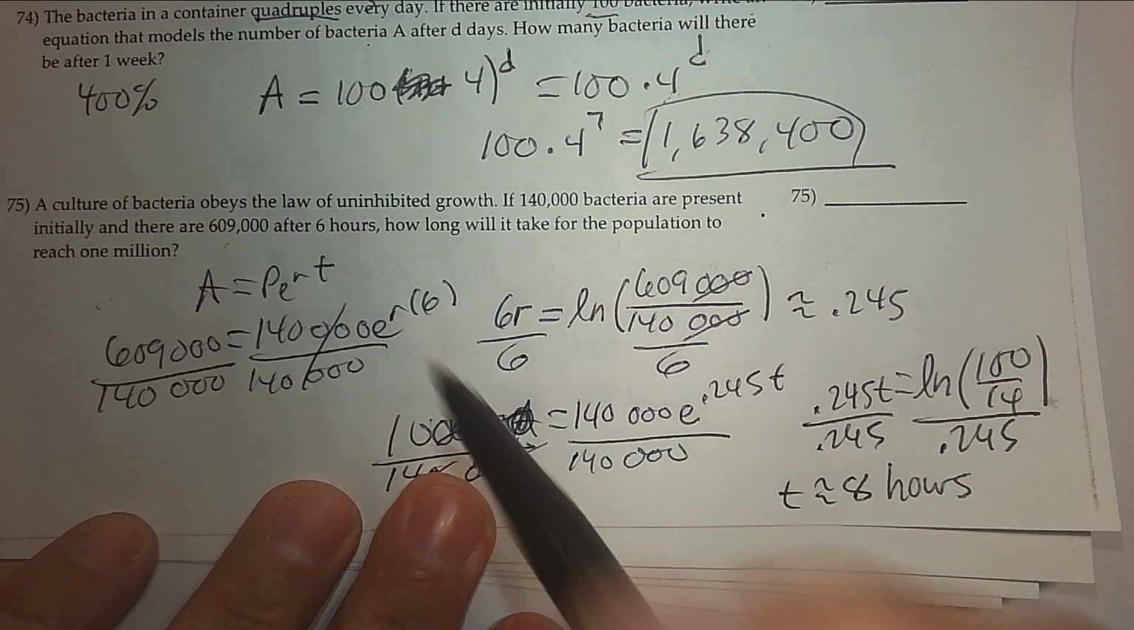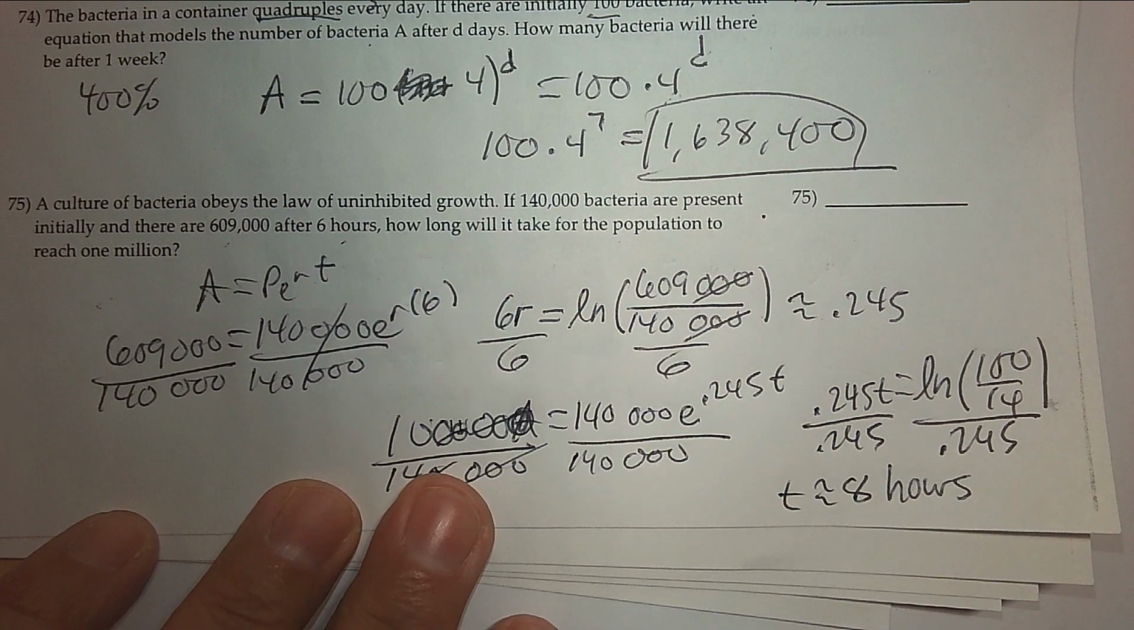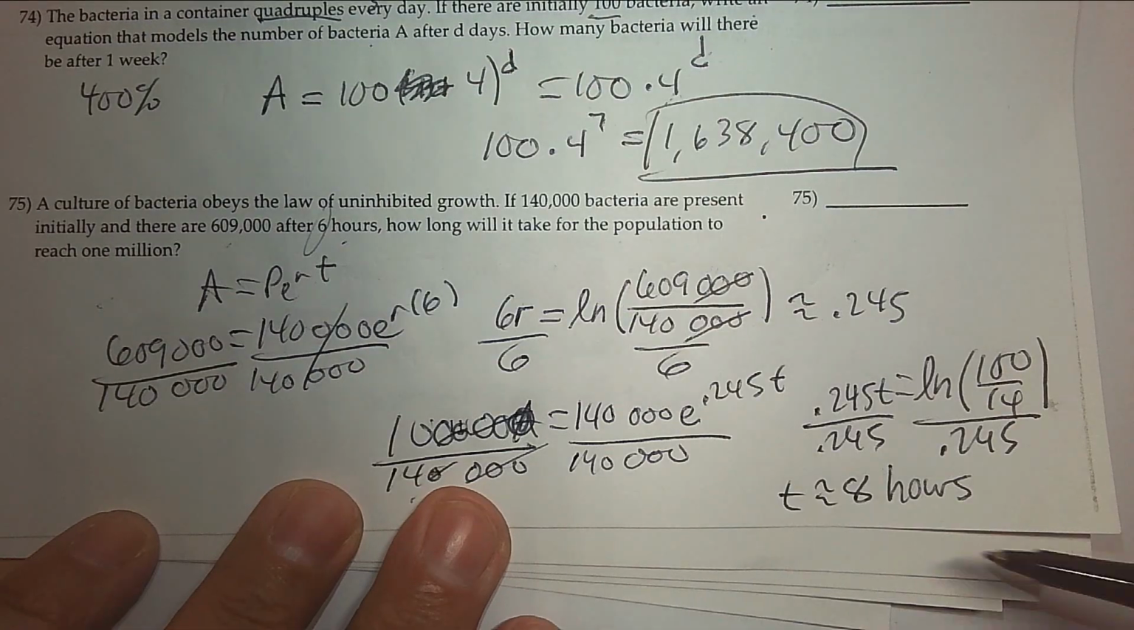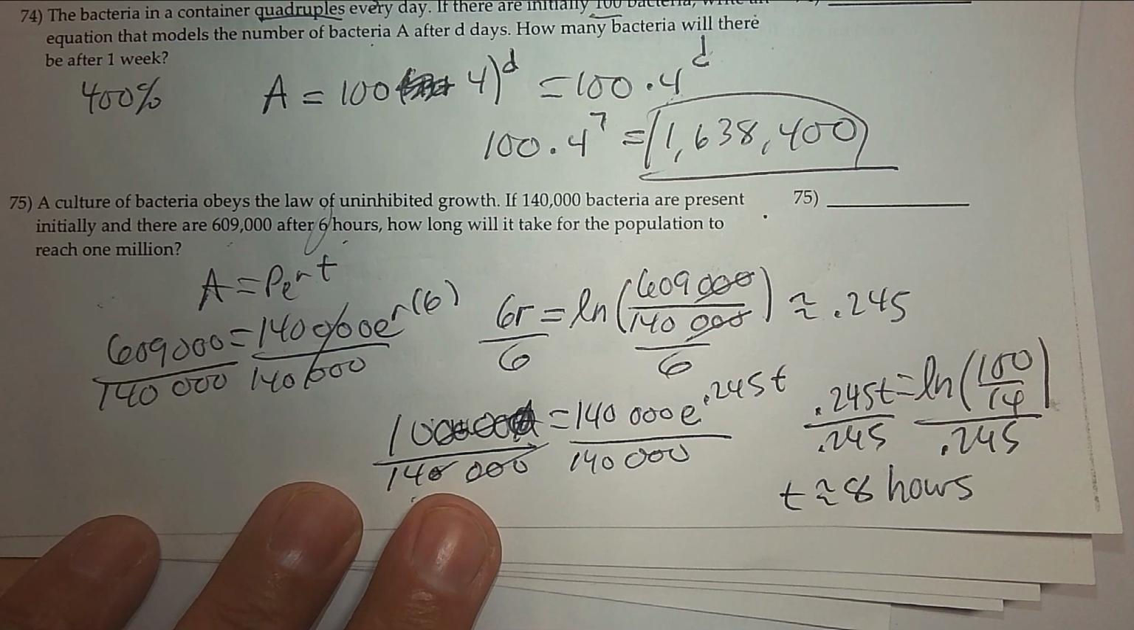So 2 more hours after 6 hours. So 2 more hours, you could say, after 6, or you could say from the initial, it's 8 hours from the initial, how much were present initially.